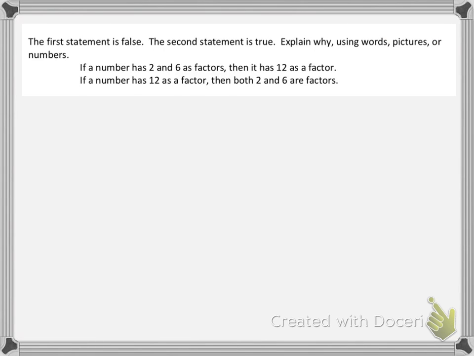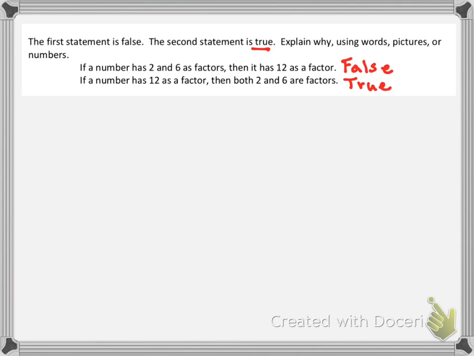The first statement is false. The second statement is true. Explain why using words, pictures, or numbers. If a number has 2 and 6 as factors, then it has 12 as a factor. If a number has 12 as a factor, then both 2 and 6 are factors. So it's kind of confusing. So they're basically telling us that the first statement is false. So I'm going to write false next to it. And they say the second statement is true. So this is true here. But now we have to be able to explain that.